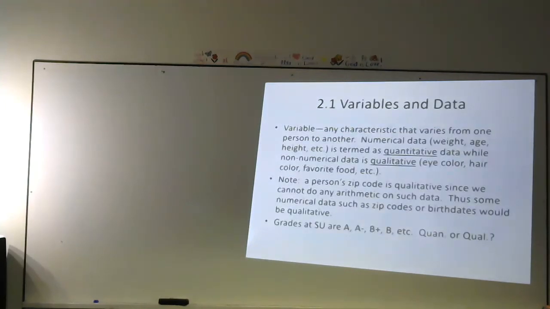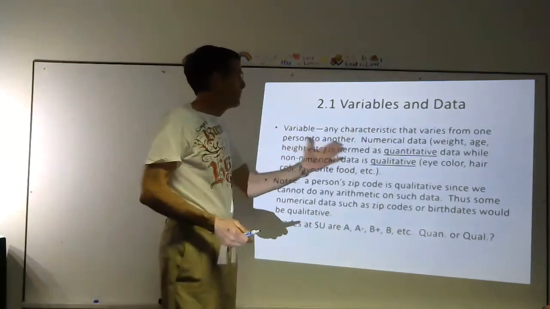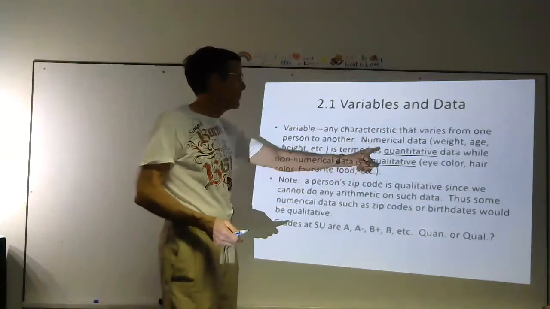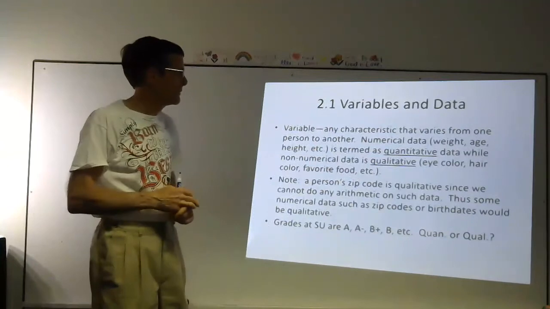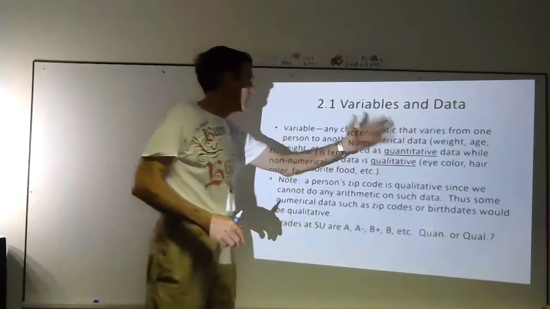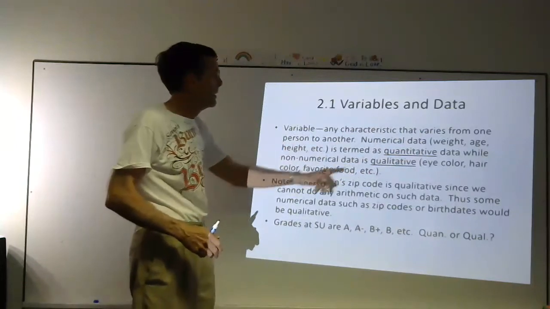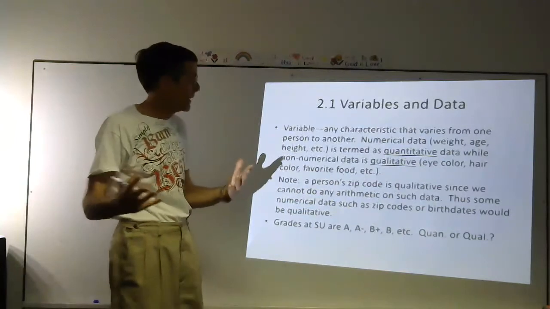All right, let's move on into chapter 2 now. Talk about a few things in chapter 2. Variables. Your data can be anything that varies from one person to another. Numerical data is called quantitative. Non-numerical is qualitative. I mentioned that in our first class together. Quantitative could be weight, age, height, and so on. Qualitative, eye color, hair color, favorite food, right?